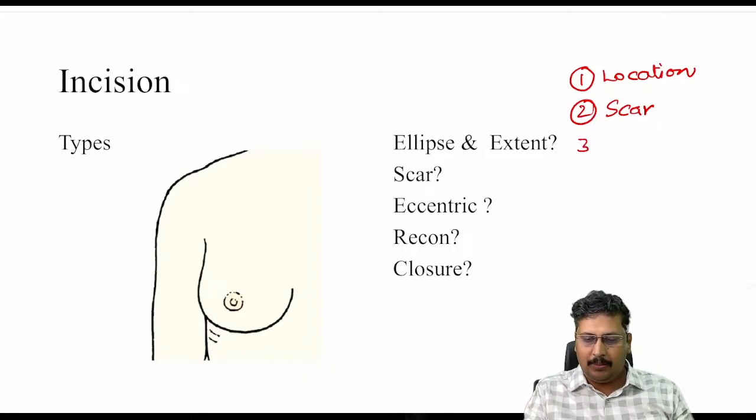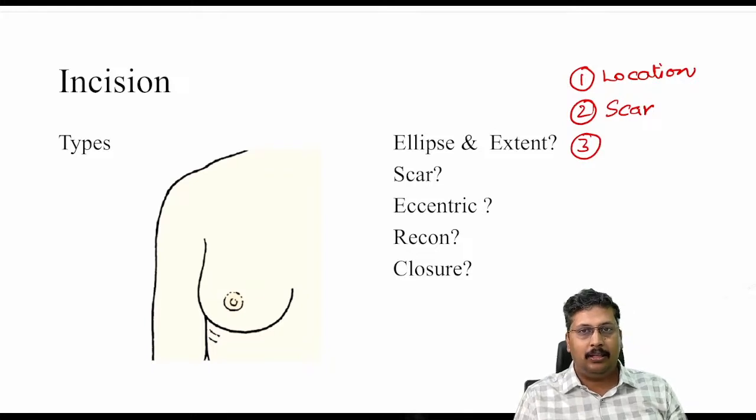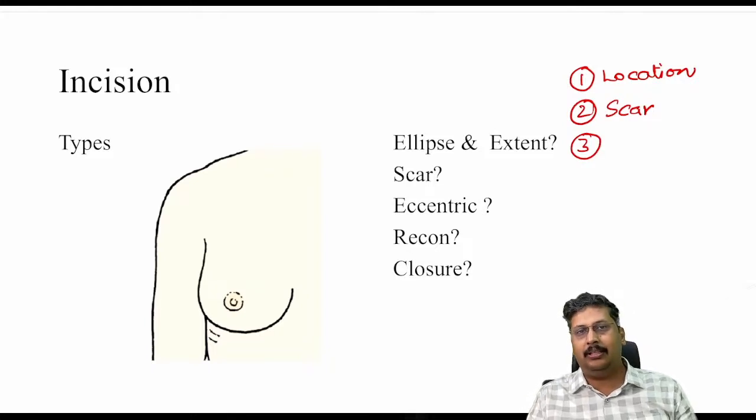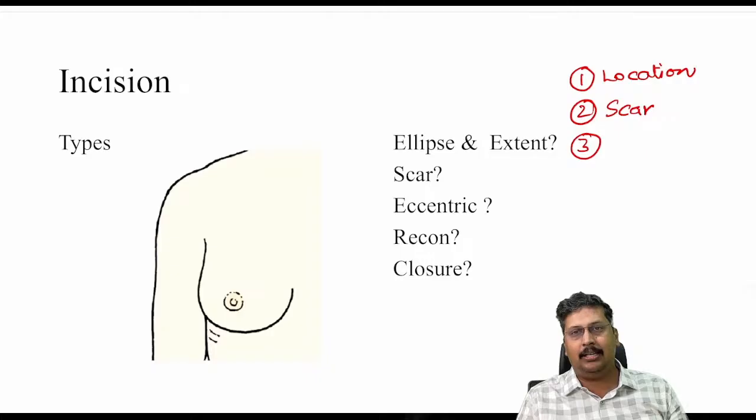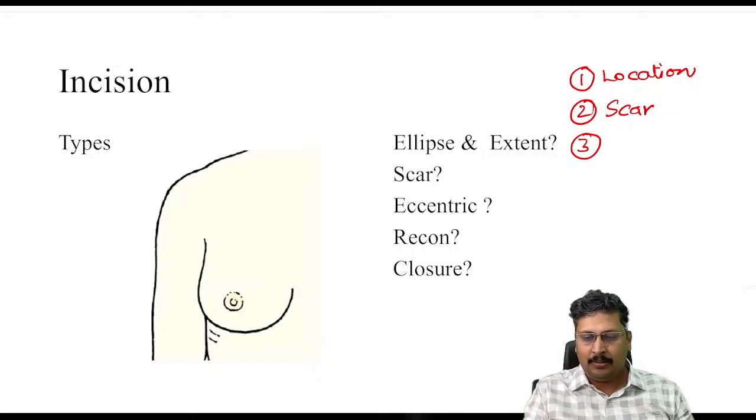And the third most important thing is the size of the breast. This is very important to decide the width of the ellipse that we use for the incision. So the size of the breast is also important.